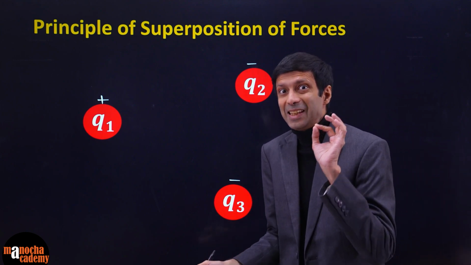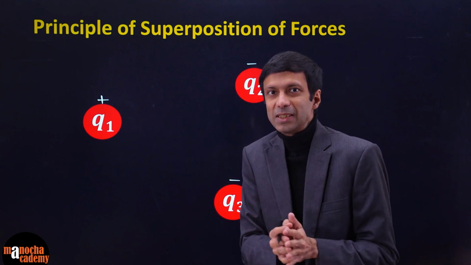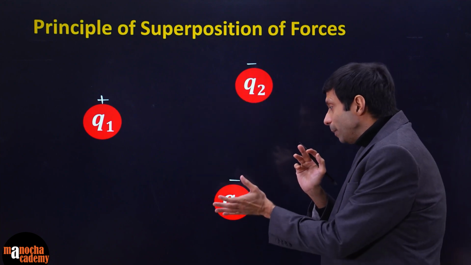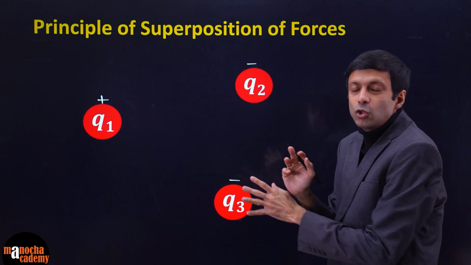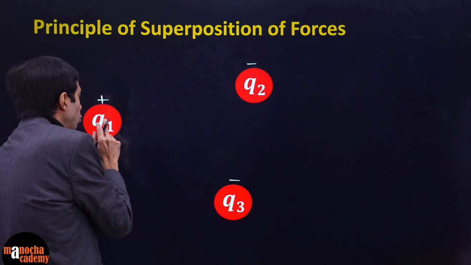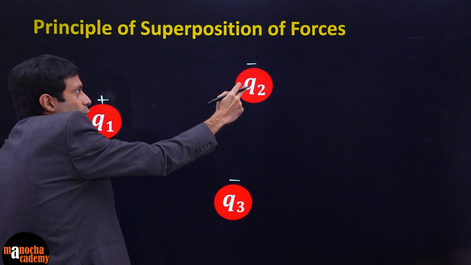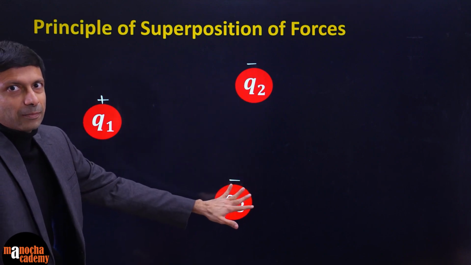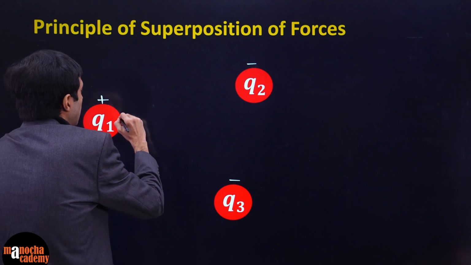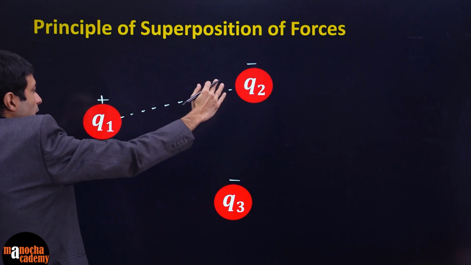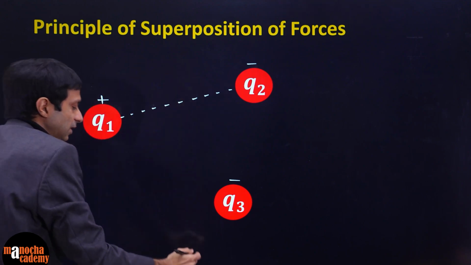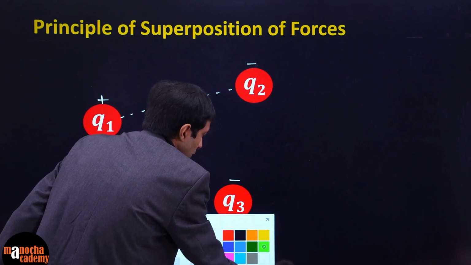The answer is yes, because remember Coulomb's law said that the force you can calculate between two charges will be independent of the third charge. So basically what this means is that when you are looking at the force on charge 1 due to 2, you can ignore 3. Okay, so note this point, you can ignore 3. So we're just going to focus on Q1 and Q2, and you can see that one charge is positive, one is negative, so the two charges will attract each other.